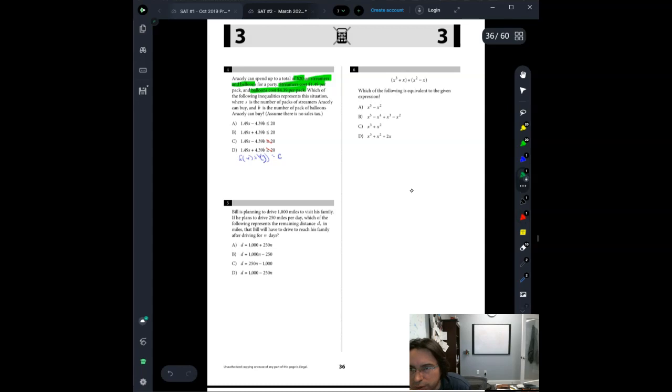We know streamers are $1.49, so $1.49 is streamers, so that agrees. And then we're adding the balloons, $4.39 a pack, so we wouldn't be subtracting them, we'd be adding them, so B is the answer choice there.